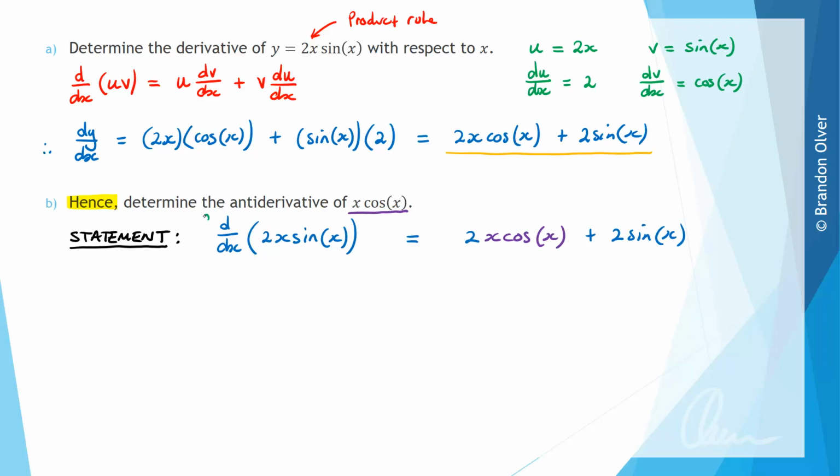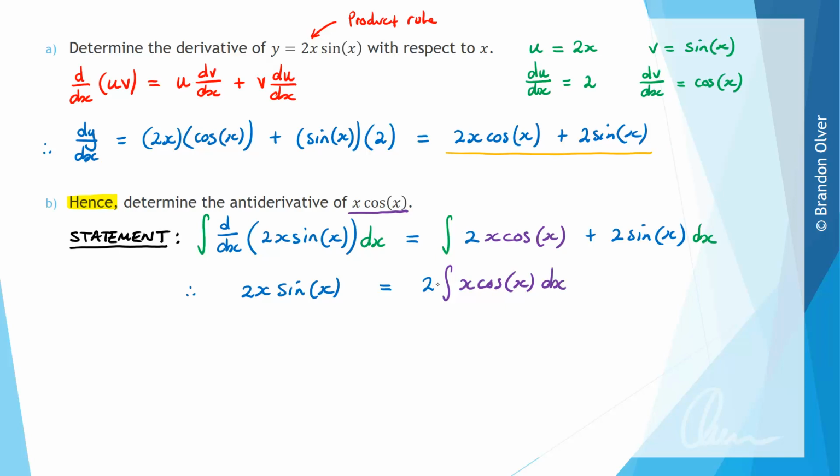And now what we're going to do is, if this is equal, we can integrate both sides and it will still be a true statement. So we're going to integrate both of these sides with respect to x. And we know the integral and the derivative are opposite operations, so they'll undo each other. So on the left-hand side, we'll just be left with 2x sine of x is equal to, and on the right-hand side, we're going to have 2 times the integral of x cosine of x, which is what we are asked to find, and that's going to be the derivative with respect to x.